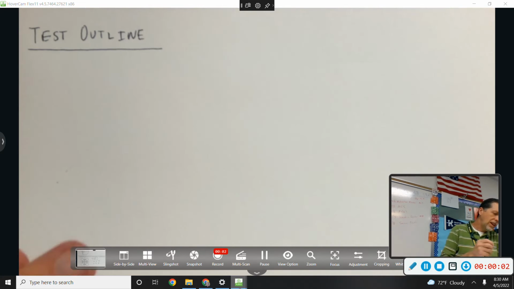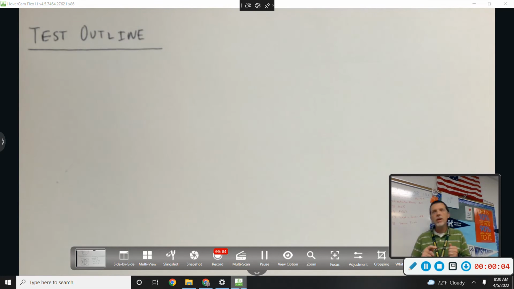So the test outline: part calculator, part no calculator. I will give you the calculator part first. When you turn that in, I will give you the no calculator part, because I don't want you going back and forth between the two. It would be real easy to remember a no calculator question and then swap out the test and type it in the calculator and swap it back.